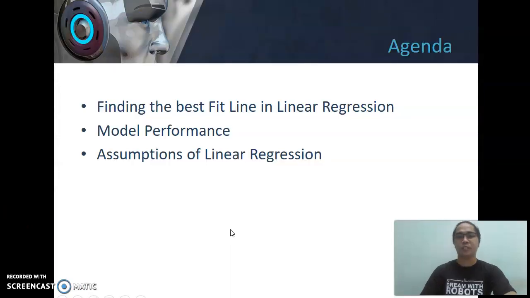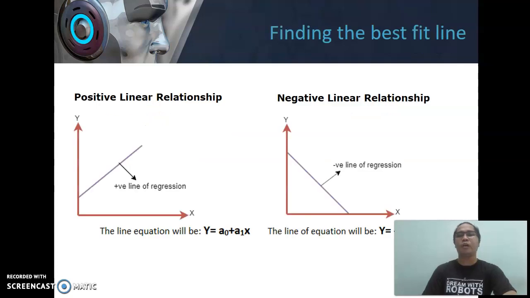Okay, so this is the agenda of my report regarding regression. First is finding the best fit line in linear regression, then model performance, and the last one is the assumptions of linear regression. So let's start with finding the best fit line.